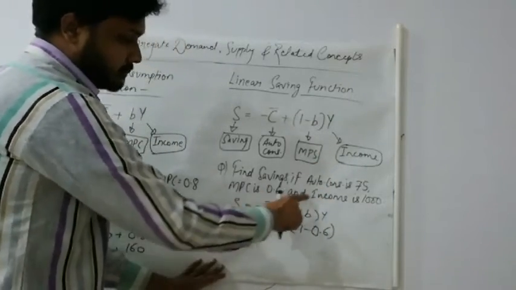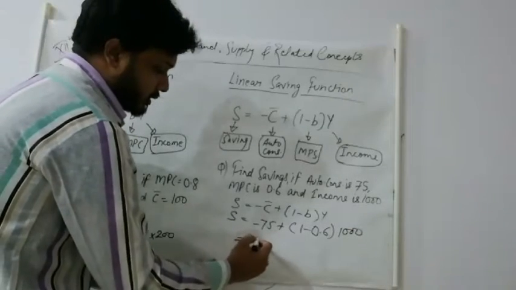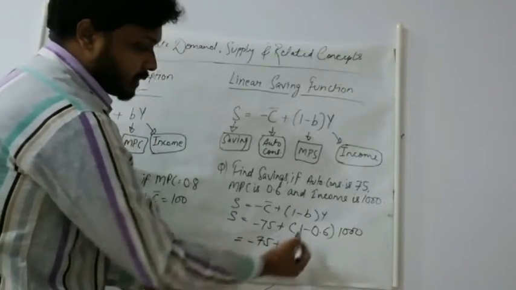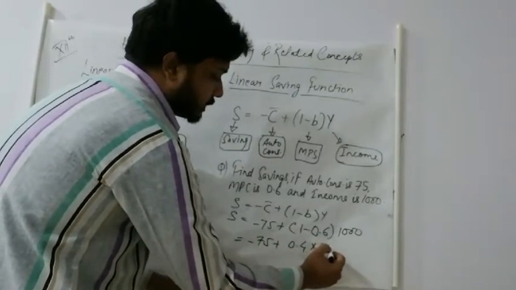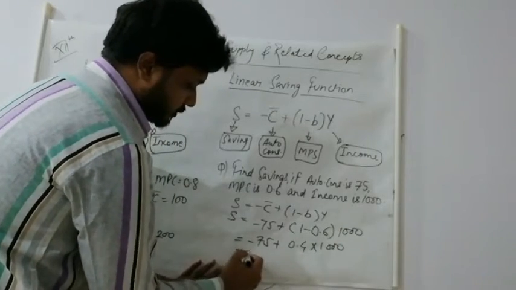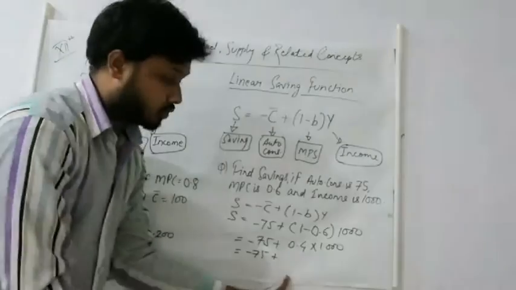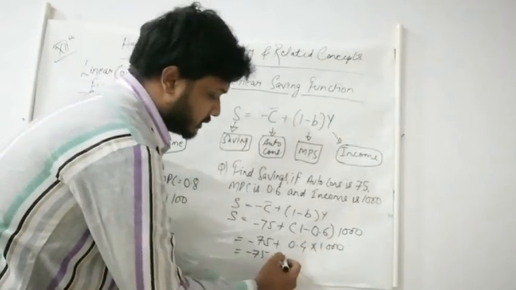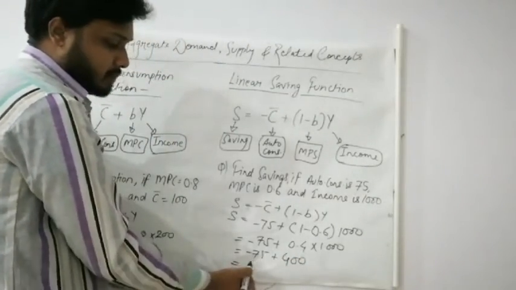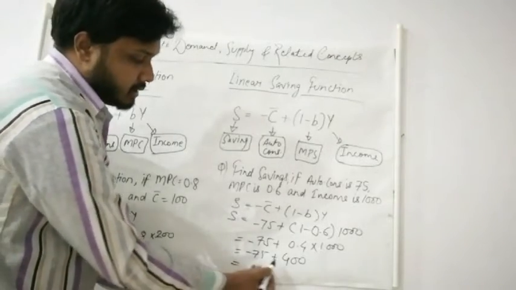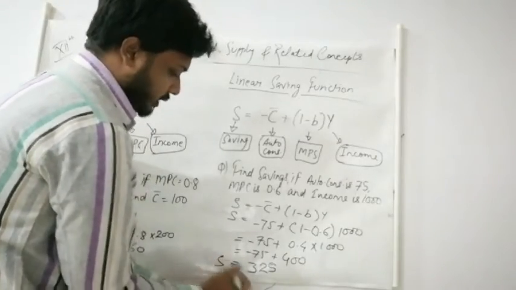And income it is given to us 1000. We need to solve this and we'll get the answer. Minus 75 plus 1 minus 0.6, 0.4 into 1000. It will be minus 75 plus 1000 into 0.4, okay, or 40% of 1000. So it will come to 400. At last 400 minus 75, it is plus 400, it will be 325, the value of our savings.